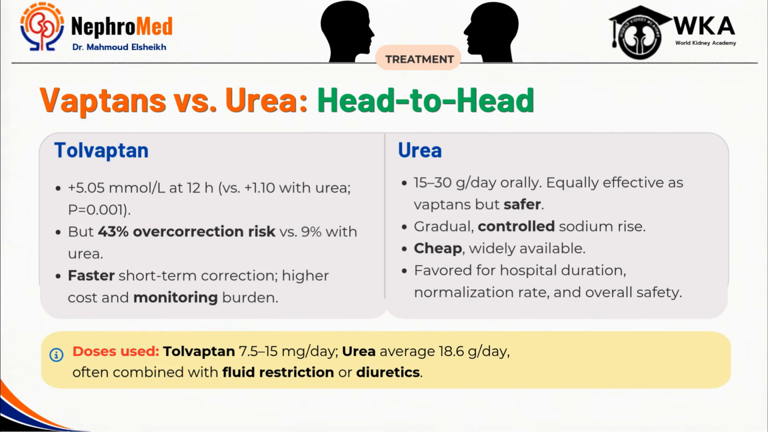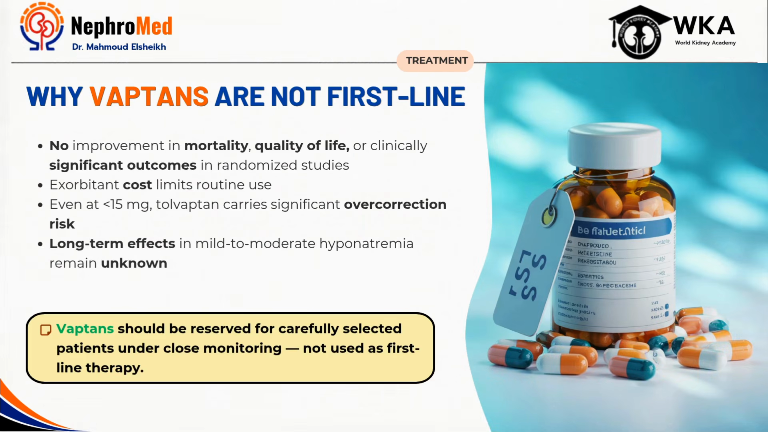So clinically, the choice often comes down to balancing speed versus control. Tolvaptan may achieve faster correction, but urea usually offers a safer and more controlled trajectory. Now, after discussing the potential benefits of Vaptans, an important clinical question comes up. Why are Vaptans still not considered first-line therapy in most guidelines? The answer is mainly related to outcomes, safety, and practicality.